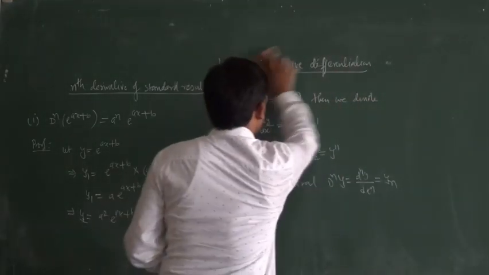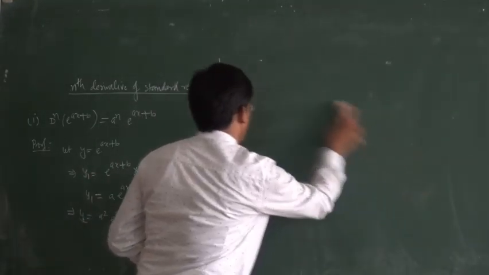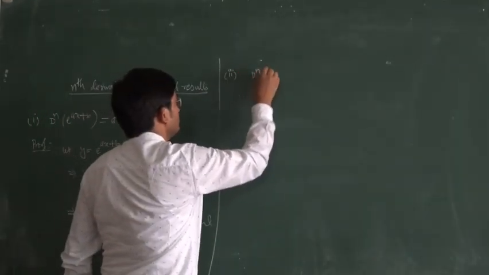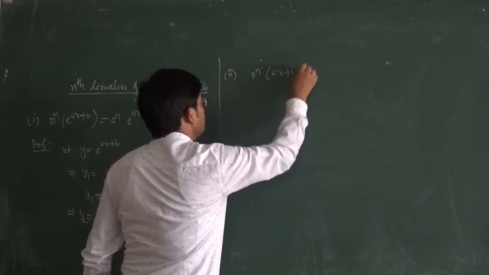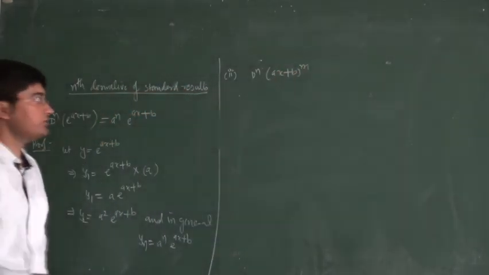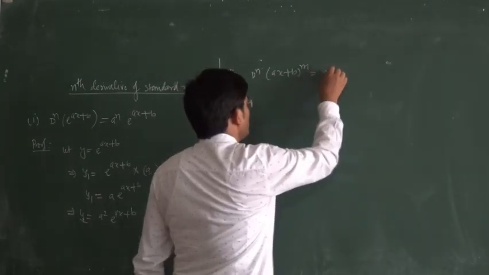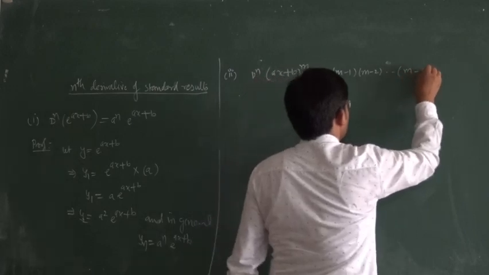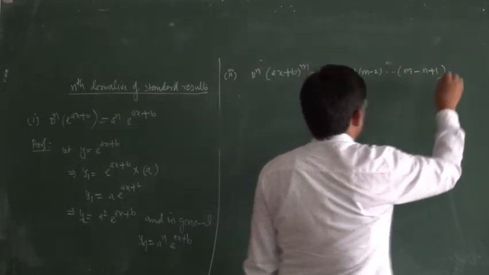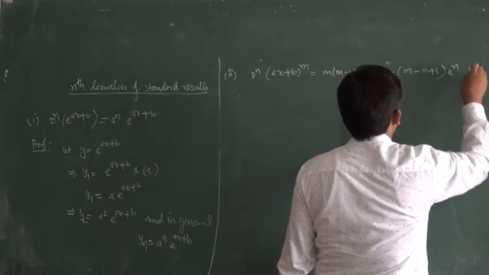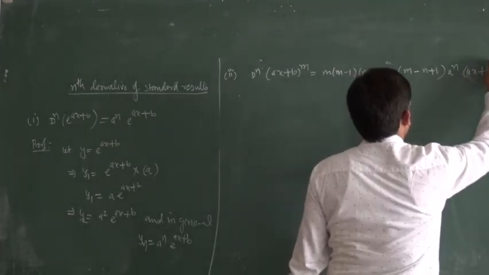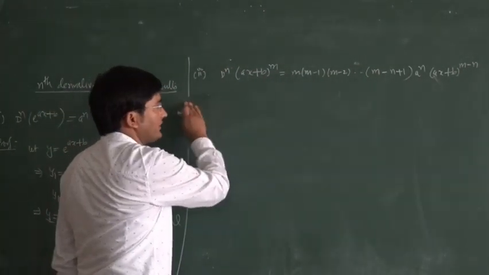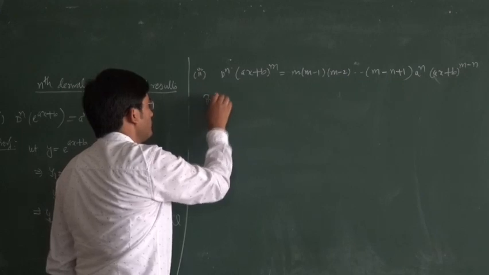So the next one is the nth derivative of (ax+b)^m. Let us find out its nth derivative. And this is equal to m(m-1)(m-2)...(m-n+1) into a^n into (ax+b)^(m-n). So, okay, let us start with the proof.